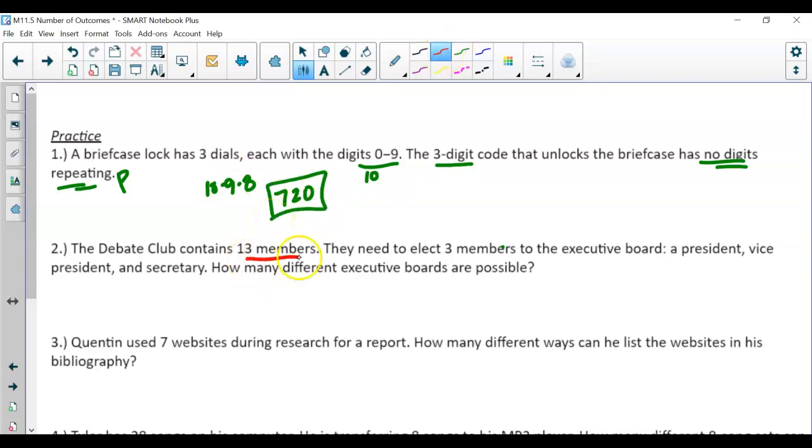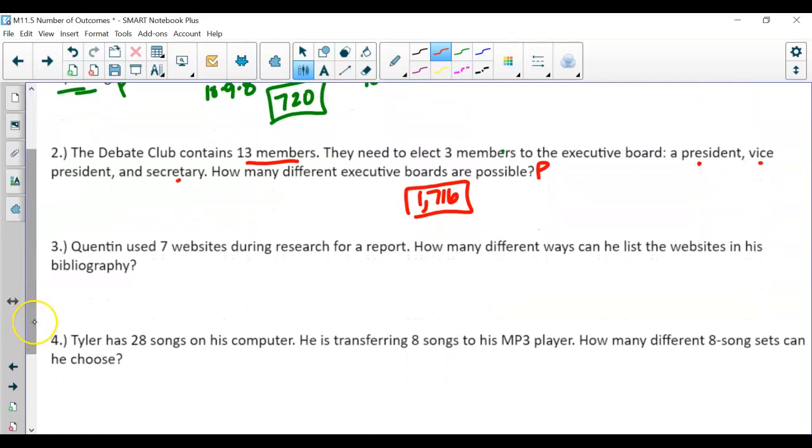Then here, 13 total members. You're selecting 3, but here they're specific: president, vice president, and secretary. So this is again a permutation, and you should have gotten 1,716 different possible ways.